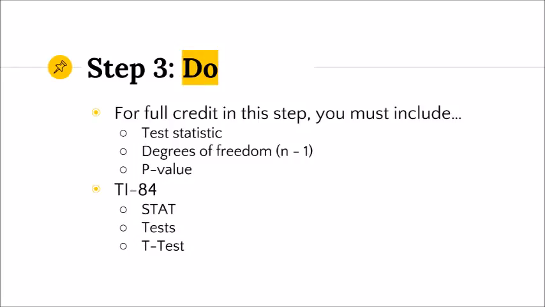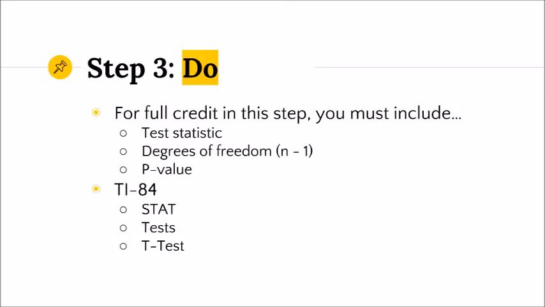Do. Now we can calculate the t-statistic. We can use our calculator to find all of the needed values. On the TI-84, press Stat, then choose Tests and T-test. Adjust the settings to match the information given in the problem, then select Calculate to find the t-statistic and p-value. To earn full credit on the step, you need to write down the test statistic, degrees of freedom, which is n-1, and p-value.